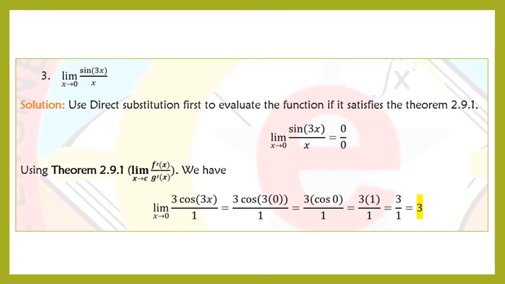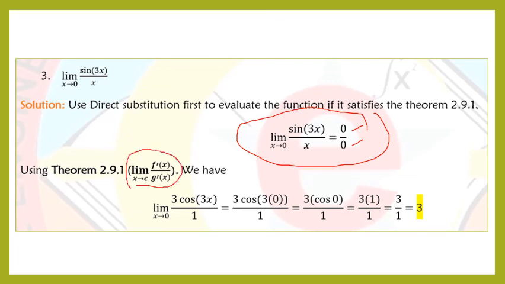So, we have the limit of sine 3x over x as x approaches 0. Sine of 3 times 0: 3 times 0 is 0. The sine of 0, class, is 0, right? And replacing x by 0 is 0 still. So it satisfies theorem 2.9.1, and then we apply the L'Hopital's rule.